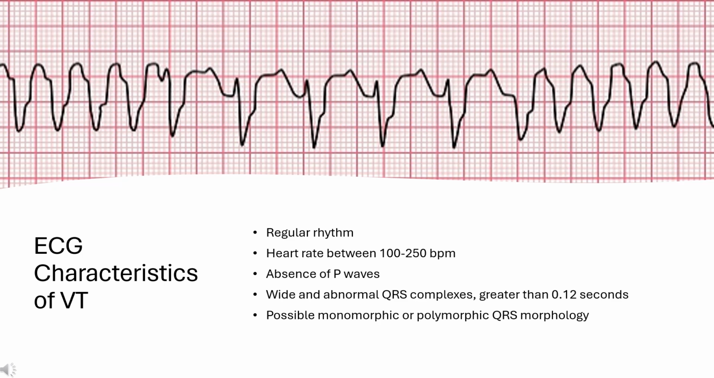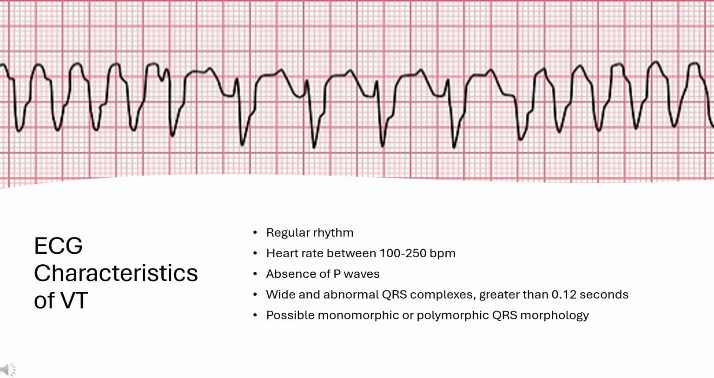The heart rate in VT is significantly elevated, ranging from 100 to 250 beats per minute. This rapid rate is a result of the ventricles firing at a fast pace due to an abnormal focus within the ventricles. The high rate can severely reduce cardiac output because the heart doesn't have sufficient time to fill with blood between beats, leading to decreased perfusion to vital organs.